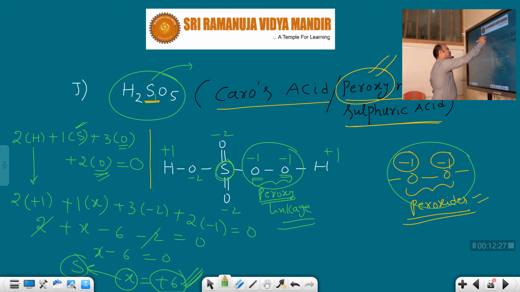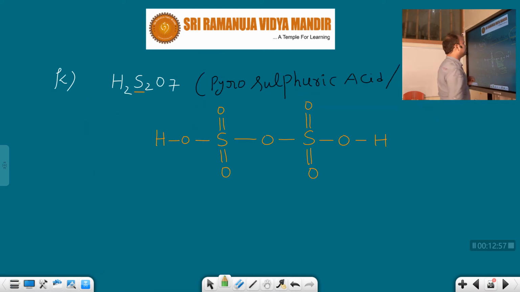So in Caro's acid, the sulfur oxidation number is how much? +6. But don't write +8. In the regular procedure, when you substitute hydrogen as +1 and oxygen as -2, you will get +8 for sulfur. But it is wrong, because the maximum oxidation number of any atom of an element in the periodic table should be equal to its group number, and does not exceed its group number. Have you caught my point, students?